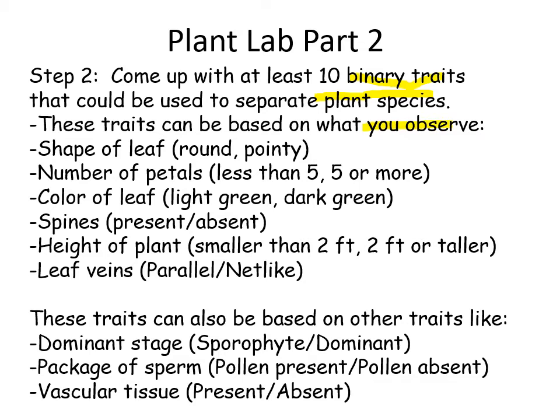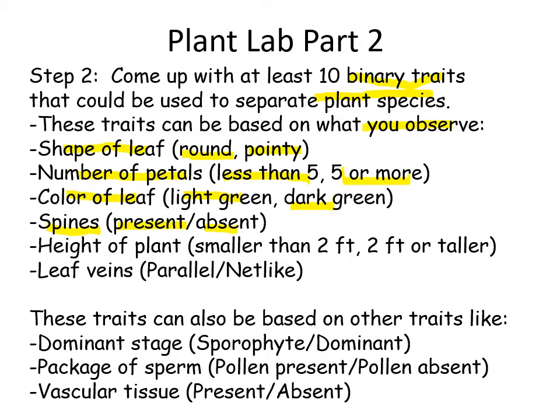So you could do like the shape of a leaf. Is it round, kind of a very wide leaf, or is it more pointy and thin? You could look at the number of petals, which would be true if it was a flowering plant. Does it have less than 5 petals, or does it have 5 or more petals in the flower? You could look at the color of the leaf, is it light green or dark green? Are there spines on the plant, pointy spines? Is that present or absent?